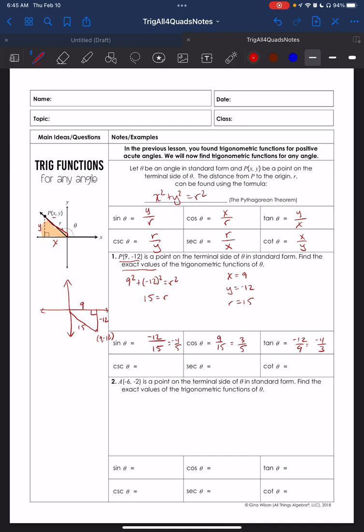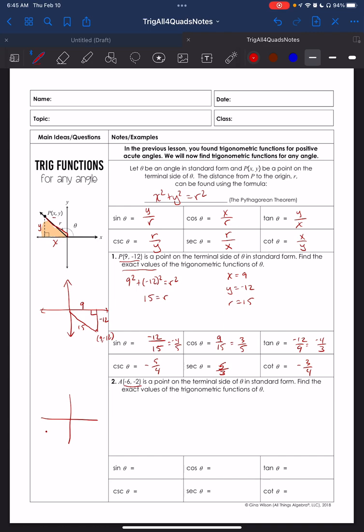All right, so now for the rest of them, we just flip some things. Cosecant is the reciprocal of sine, so that's negative 5/4. Secant would be 5/3, reciprocal of cosine, and cotangent is negative 3/4. All right, one more example here. Let's say we have the point negative 6, negative 2. So let's plot it first. Negative 6, negative 2 is over here somewhere.